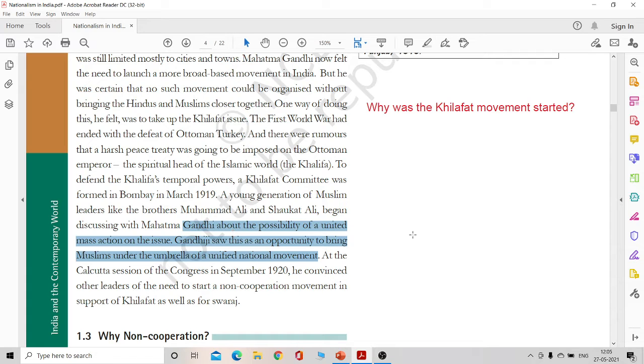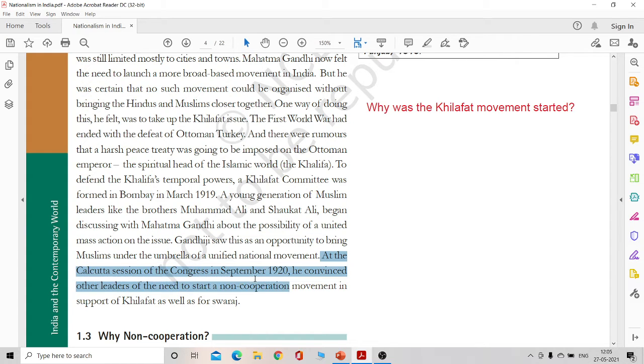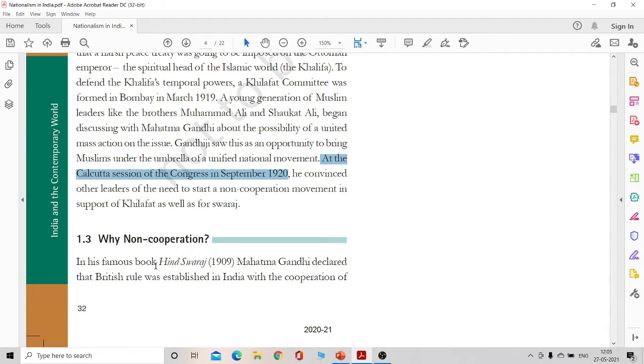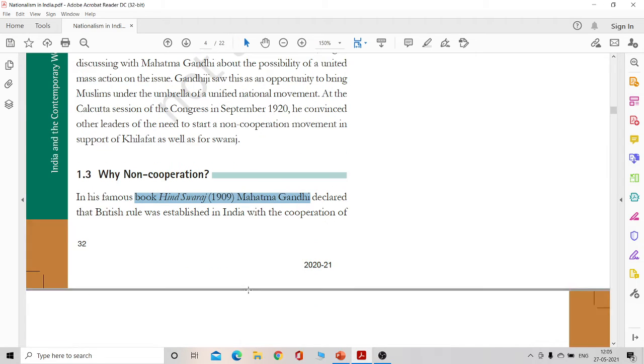So if you get a question on when this decision of supporting or starting a non-cooperation movement with the Khilafat issue was taken, in which session, then the answer would be the Calcutta session of the Congress in September 1920. Again, this is a potential one marker, right? Now, moving on, another important one marker is who is the author of Hind Swaraj, right? So, of course, the answer is Mahatma Gandhi, right?